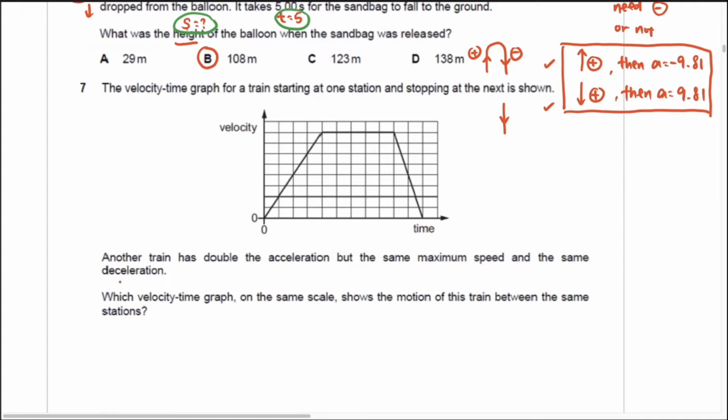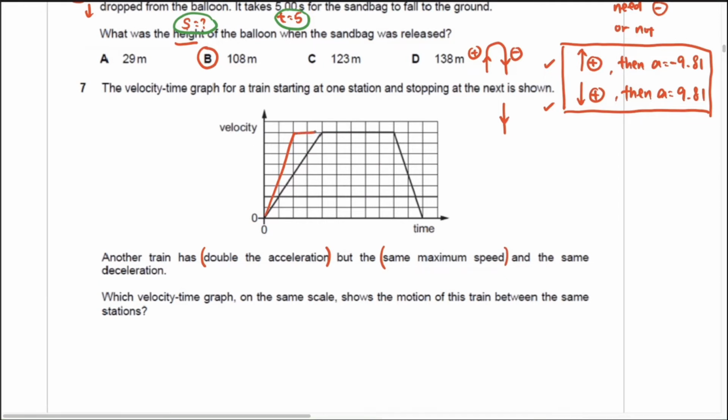So they give 3 pieces of information. Double the acceleration means the gradient is double compared to this. If the gradient is double, we should expect something like this. This is double the gradient of this one. Then the same maximum speed.